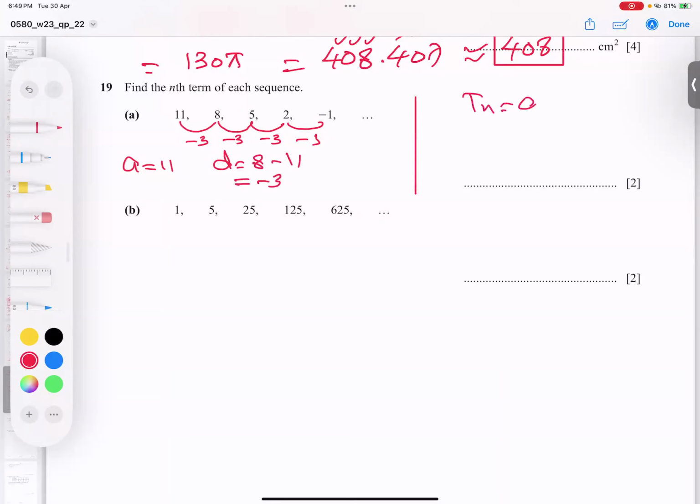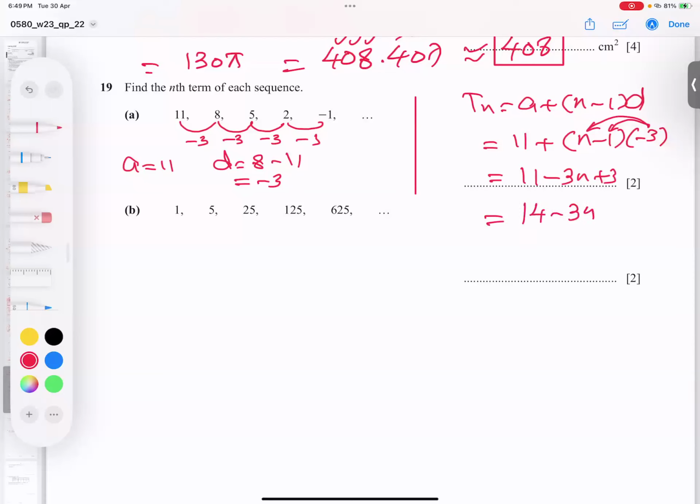The formula, you know it very well: Tn is equal to A plus n minus 1 times d. First term is 11, n is as it is, common difference remains -3. Plug in -3, multiply inside: -3n, and -3 times -1 gives +3. And 11 plus 3 gives us 14, and 3n as it is. This is my nth term of the first progression.